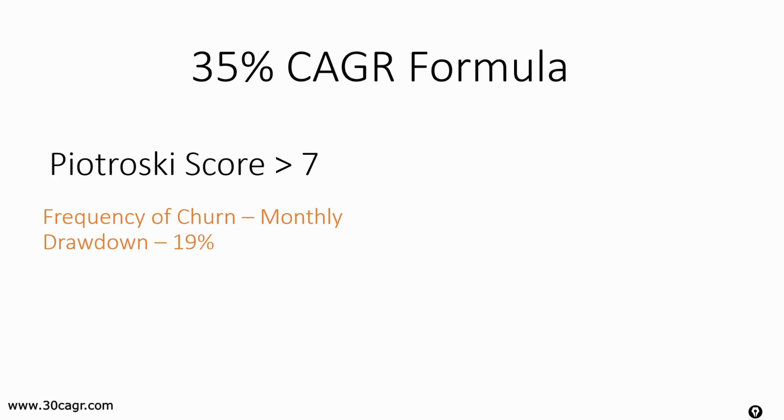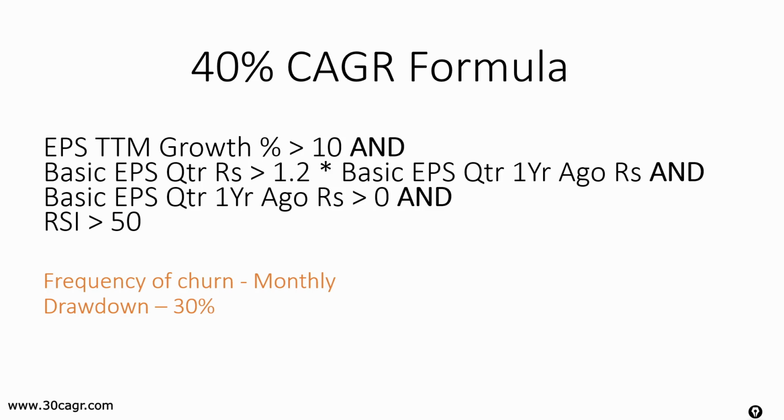And let me show you another formula. This formula is a little complicated, but the returns that you get in this case are 40%. And the drawdown for this is 30%. Remember, drawdowns are directly proportional to the profits that you get in stock markets. So if you get more returns, obviously the drawdowns will also be a bit high.